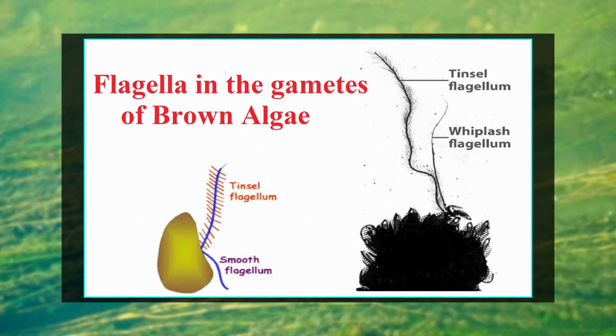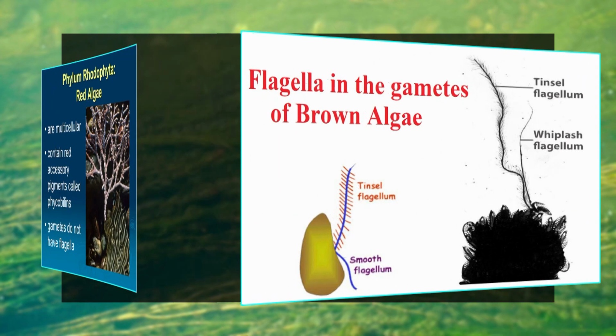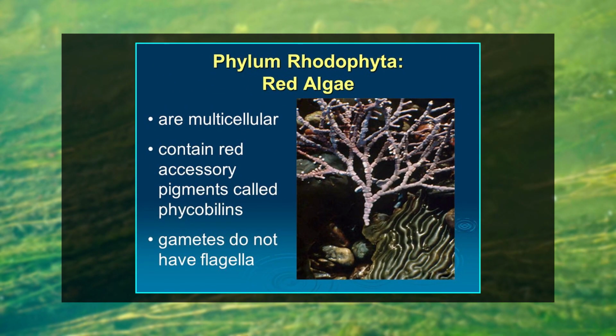Brown algae in their gametes, especially male gametes, have one whiplash and one tensile flagella. Red algae do not have flagella at all. They also lack cilia. Here an important point to remember: all algae have centrioles, and red algae is the only group where centrioles and basal bodies are absent, and therefore neither cilia nor flagella are produced.